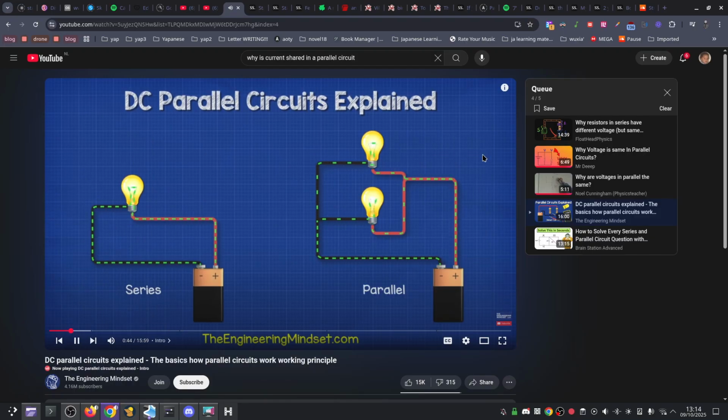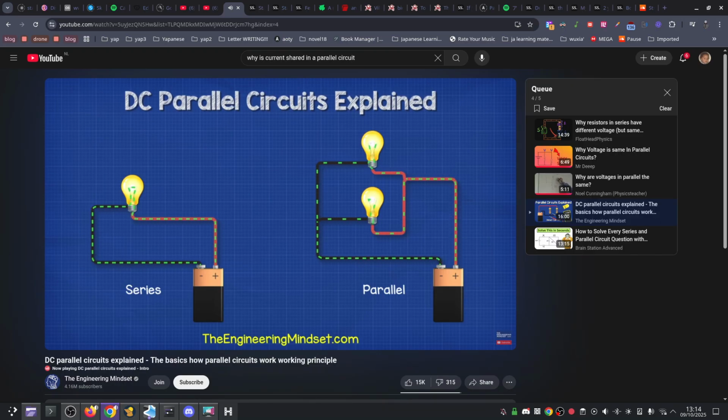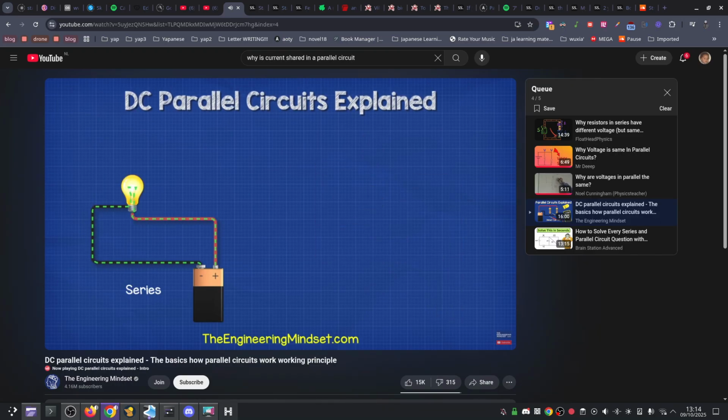When we place a lamp in series or parallel with a battery, the electrons are going to flow from the negative terminal of the battery along the wire, through the lamp, and into the positive terminal of the battery. In the series configuration, there's only one path for electrons to flow along. If we place two lamps in a series circuit, they will both shine, but if one of the bulbs breaks, then the entire circuit stops working because there's only one path for electrons to flow along.